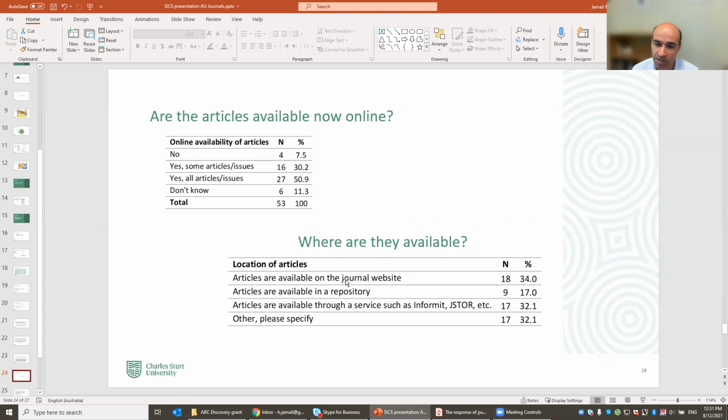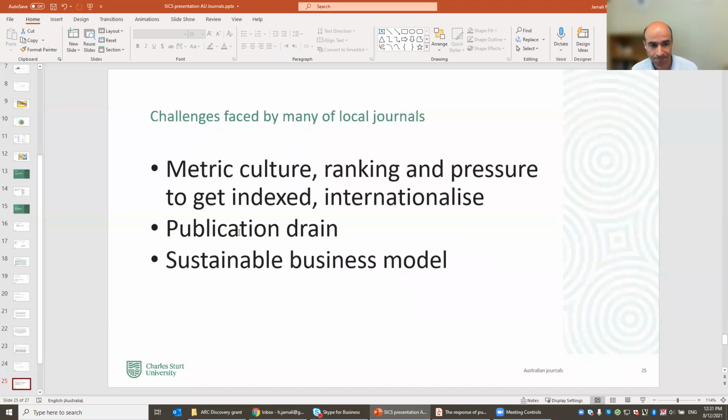Some relied on putting the papers in a repository. Some relied on a service such as Informit, which is an initiative at RMIT University. They host the journal's content for the future. But some of them surprisingly relied on a web archiving service, such as the Australian National Library's Pandora, which is the national web archiving in Australia. And that, although it saves the content from being lost, is not an optimal way of making that content available for scholarly use because it lacks functionalities such as search and browse and so on.